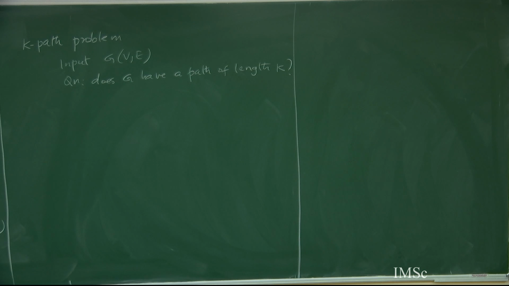Is there a path of length k? Here I mean length at least k, right? Length k if and only if length at least k. Given an undirected graph, I want to know whether there is a path of length k. We have seen it.